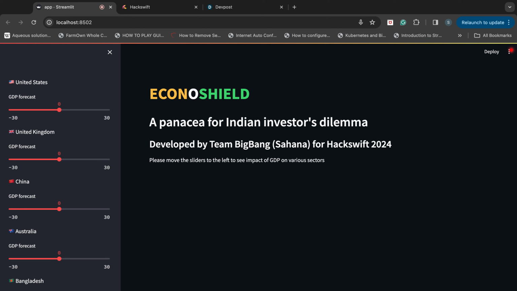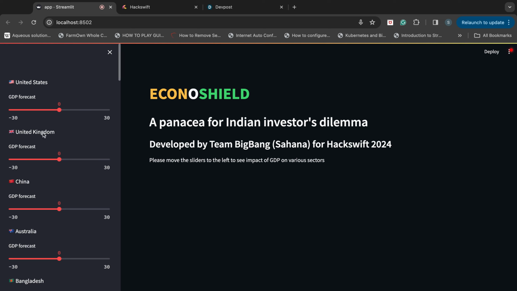Then I scooped the GDP data for all countries from IMF's website. Lastly, I ran a simple lasso regression to determine the impact of other countries' GDP on our sectoral indices. Now let's start the demo of the model.